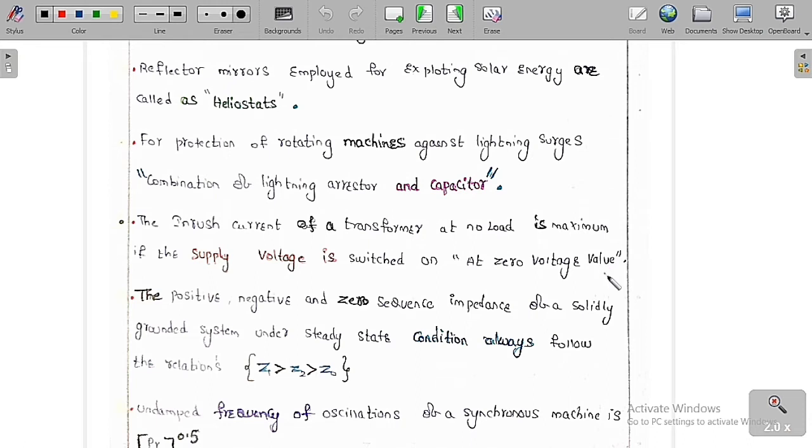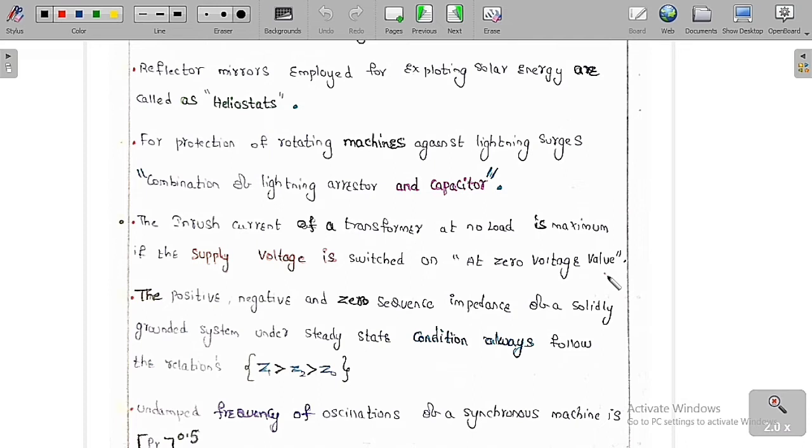I already told you, if you close the switch at an instant when the voltage value is zero, then definitely we are going to get a maximum inrush current. But if you close the switch at the maximum value of the voltage, then there is no possibility of the doubling effect, and so no possibility of high inrush current. This is a very important concept that I have already told you in the transformer concepts.